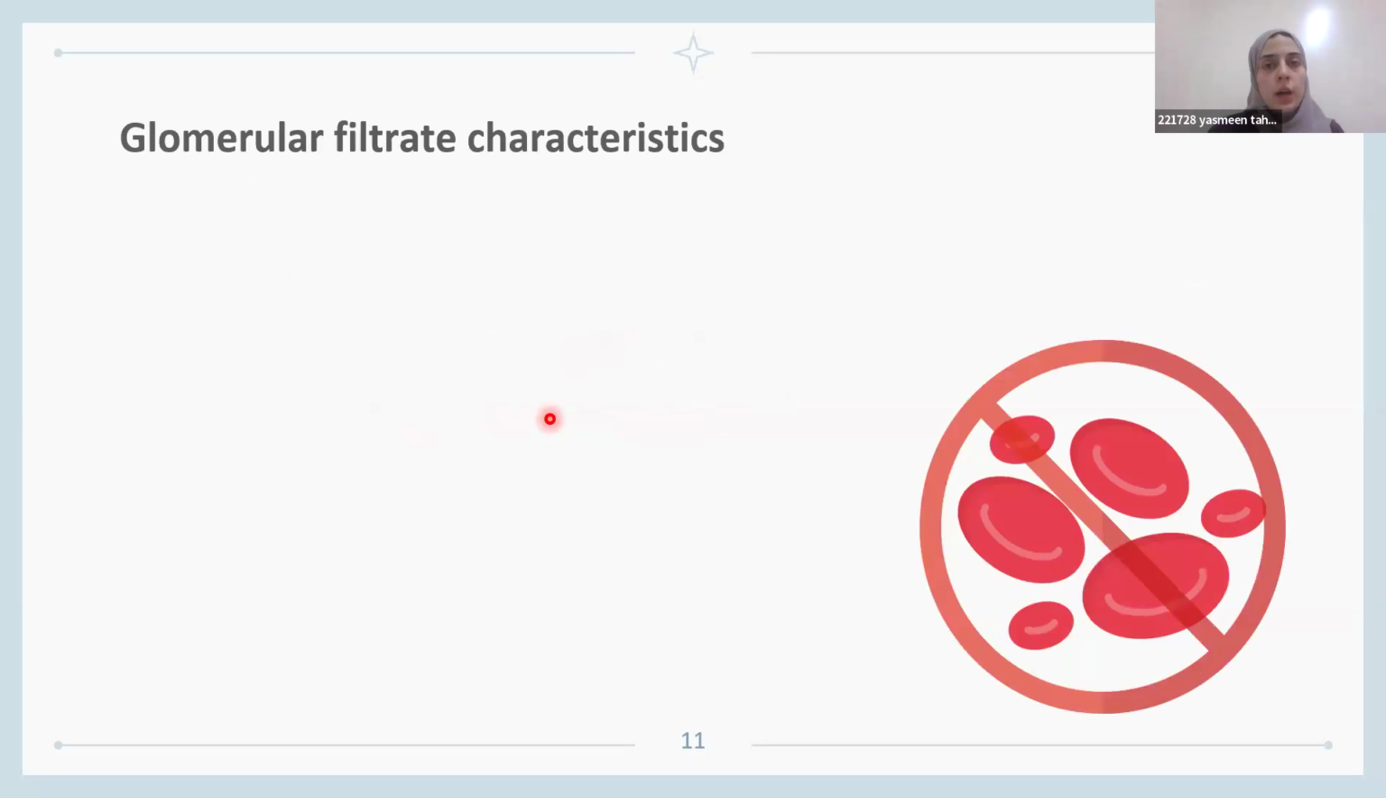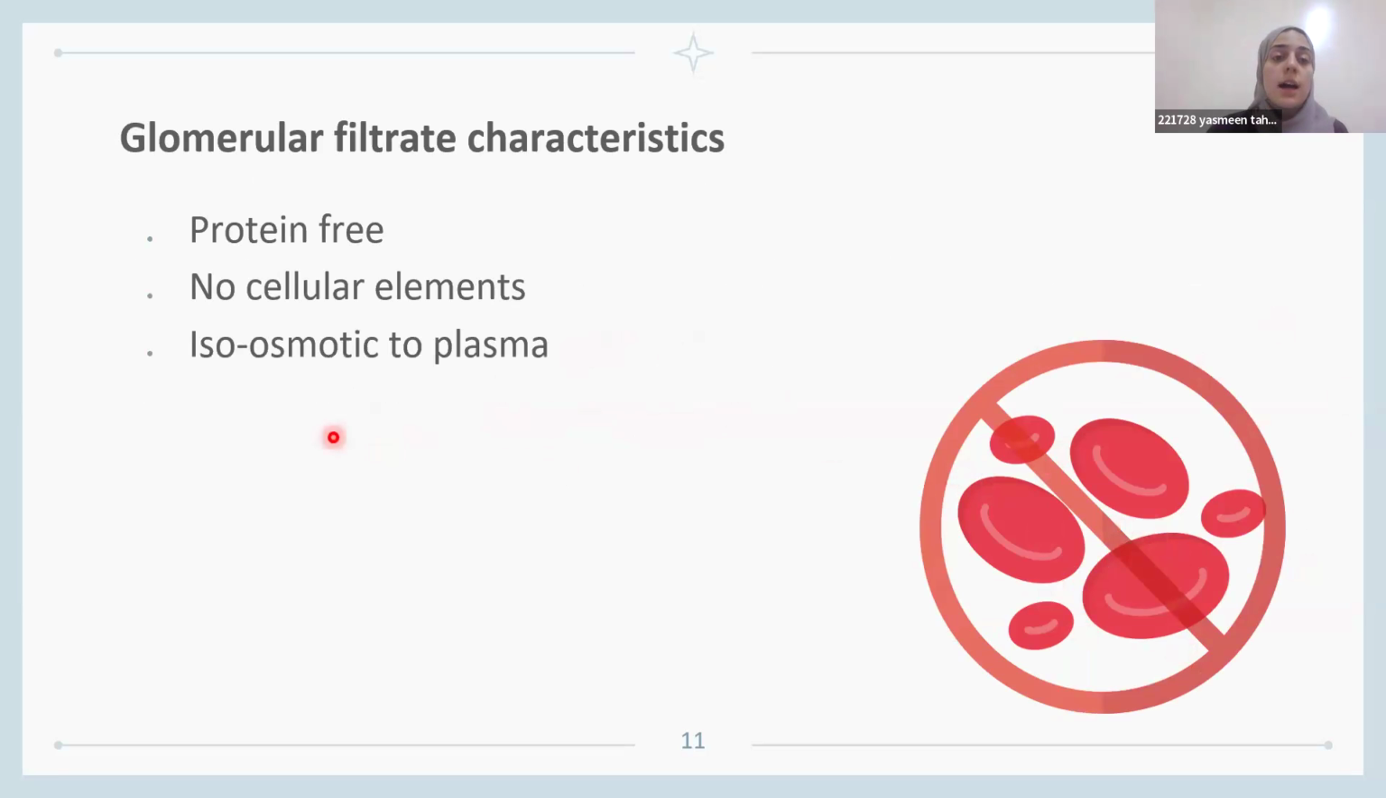So knowing what we know now about the filtration barrier, these characteristics for the glomerular filtrate should make sense. One, it's protein-free. Normally, again, this is very important information. You should know that the glomerular filtrate is a protein-free filtrate. No cellular elements, so no red blood cells at all. No white blood cells normally. And it's isoosmotic to plasma.